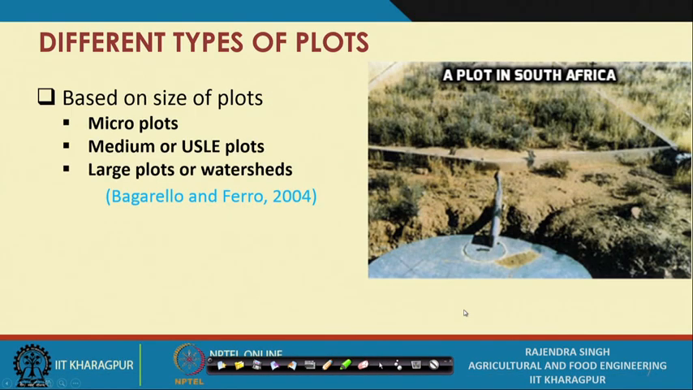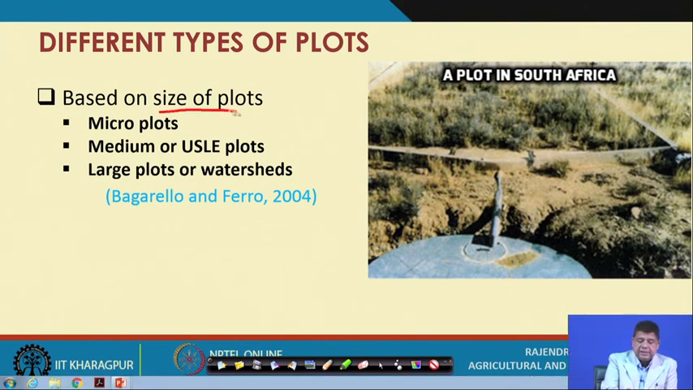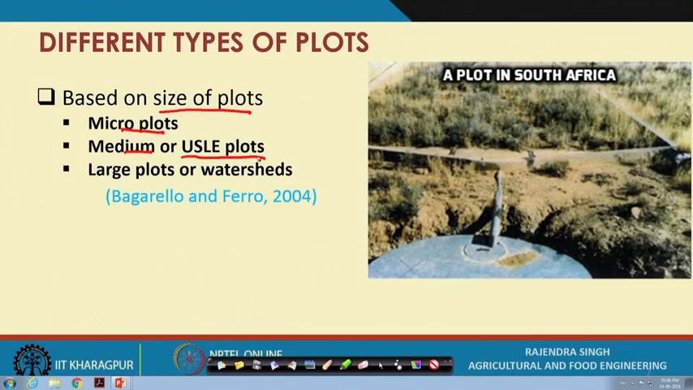Then the other classification is, as I already mentioned, based on the size of the plots, and there are three types of runoff plots based on size: micro plots, medium plots, which are also referred to as USLE plots. Remember, we discussed the standard USLE plot. So, these are standard USLE plots, and the third one are large plots or even watersheds under natural conditions. So, they can also be called runoff plots. So, based on the structure and based on the size, runoff plots could be of varying types.